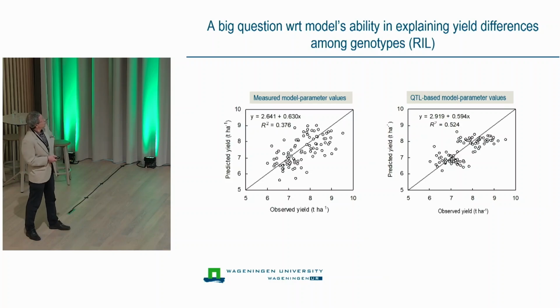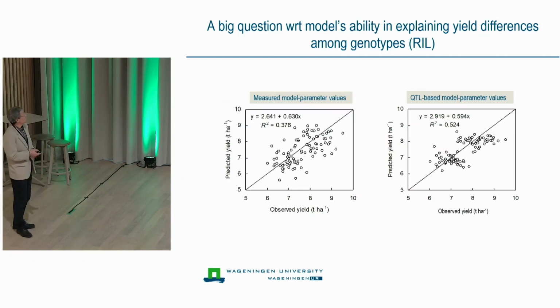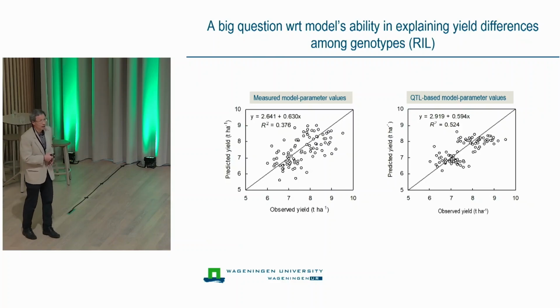So the next step is to test the model. Here it shows the model performance in predicting the difference in yield among the individual lines of that population, using either the originally measured model input parameter values or the QTL-based model input parameters. You can see the model performance was quite moderate, explaining only about 38% of phenotypic variation.